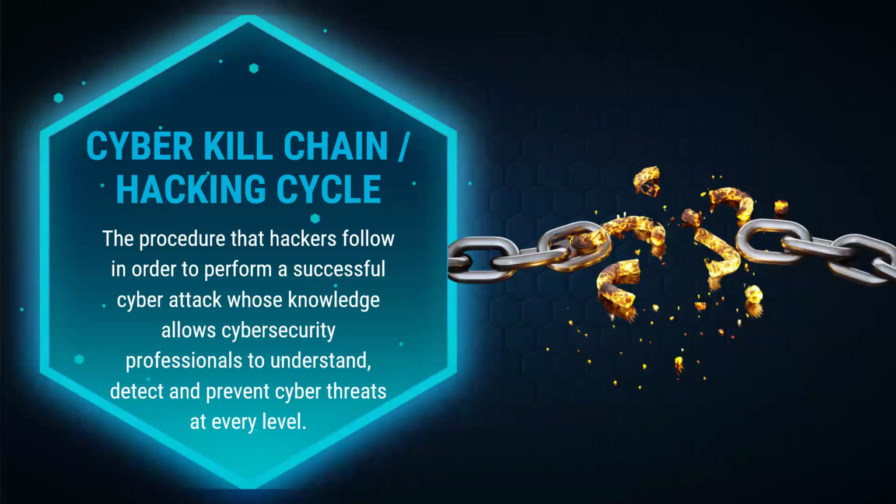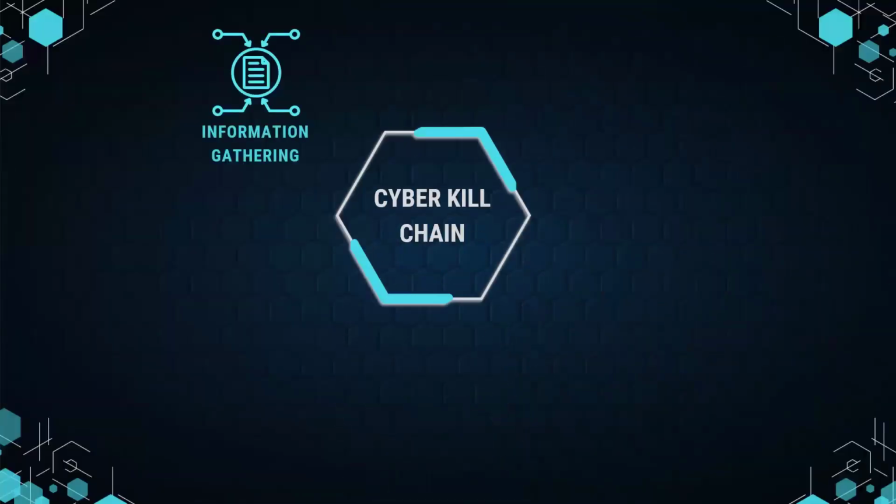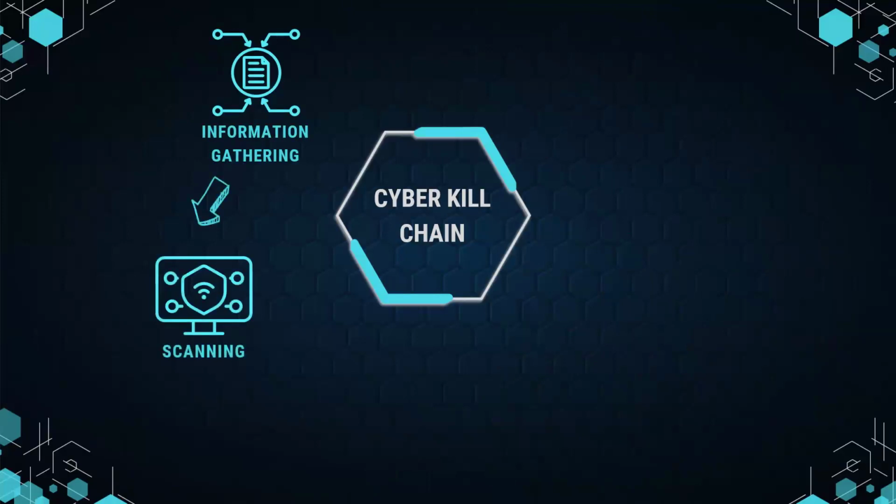And this cyber kill chain procedure consists of 5 important steps. First step is called information gathering. Second step is called scanning.